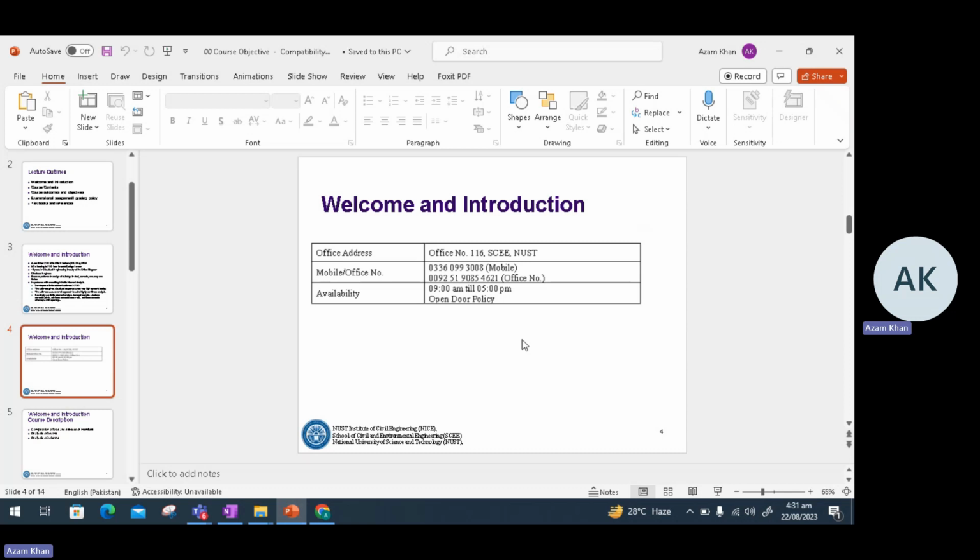My office is located in Ski Building. I sit in office number 116. My mobile number is flashed in front of you. I've also got WhatsApp on this mobile, so you can give me a regular call or a WhatsApp call, whichever is suitable for you. I'm available 9 to 5 in my office and I maintain an open door policy.